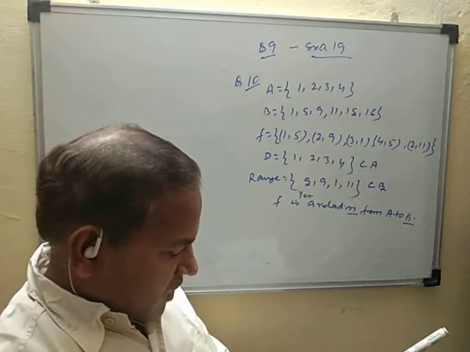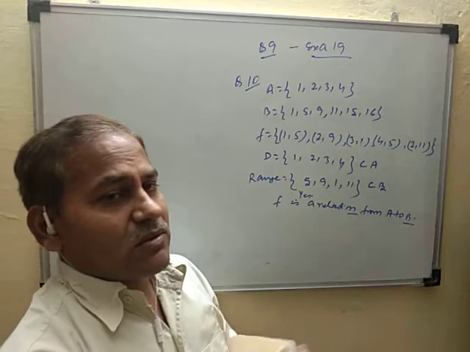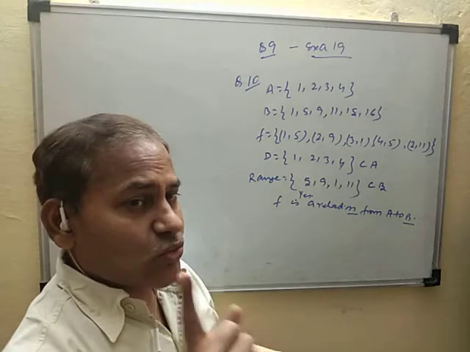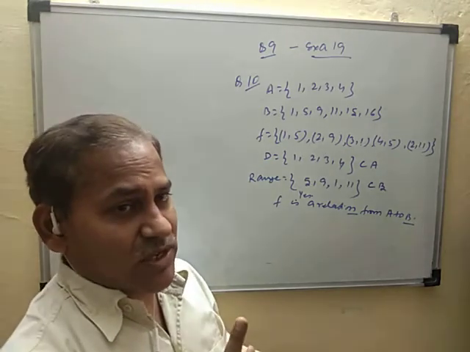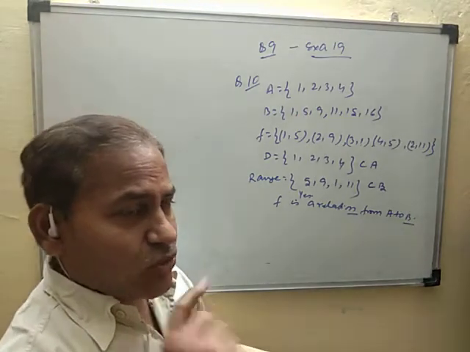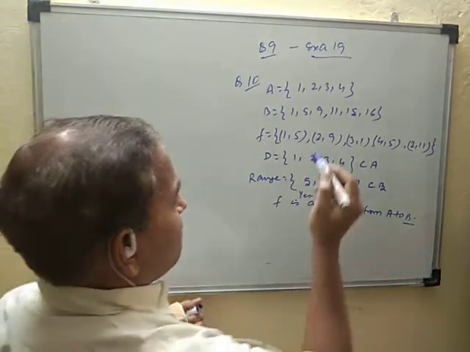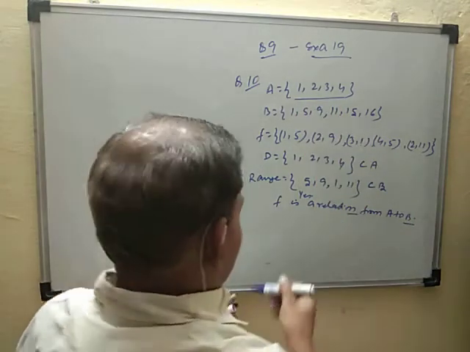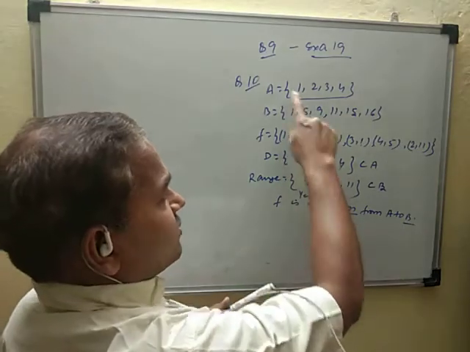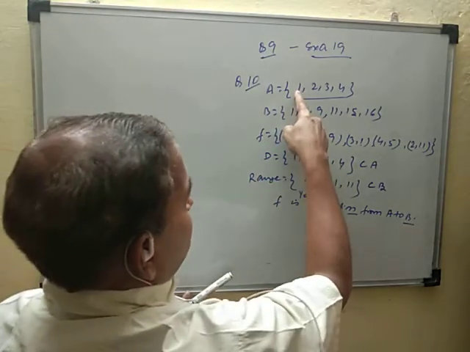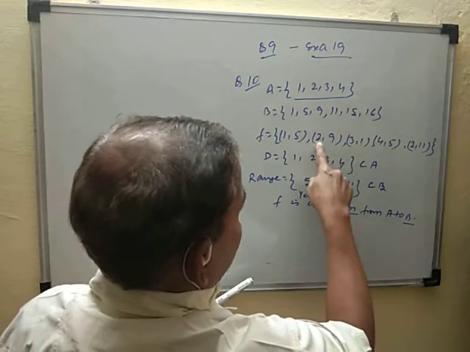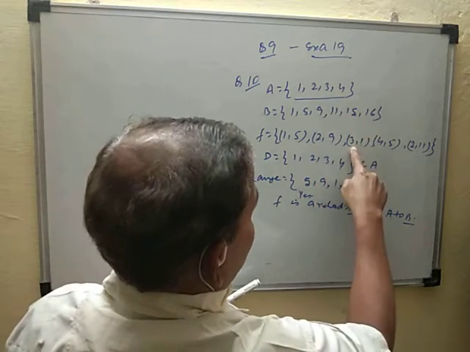Second, is f a function from A to B? For a function, every element of the domain has a unique image. We have said this before. So what is the domain? That is set A, that is 1, 2, 3, 4. So check that every element has a unique image. Image of 1 is 5, image of 2 is unique, image of 3 is also unique.